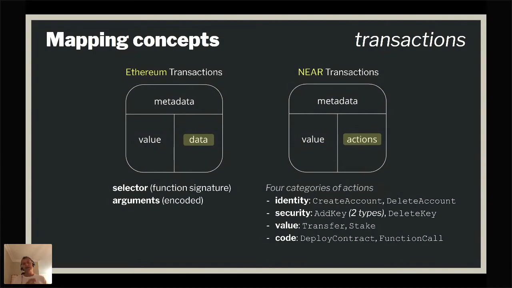And then in NEAR, it's not data, it's actions. It's one of maybe 8 actions that you've composed into some meaningful transaction. So that's how you send the command to NEAR: you would include at least 1 action per transaction. That's how that works, okay? But you can include more.